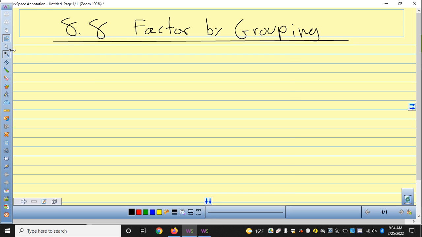All right, so today we're going to talk about factor by grouping. The hint, the clue that factor by grouping might work is when we have a 4-term polynomial.